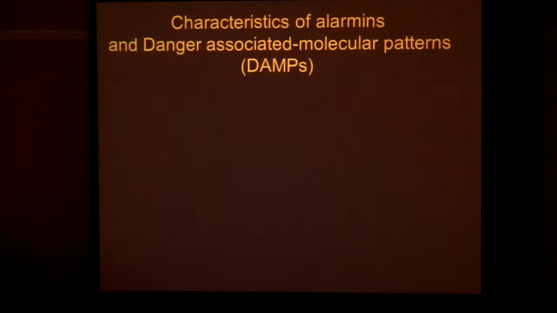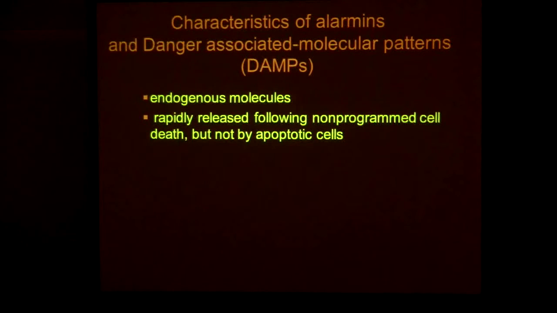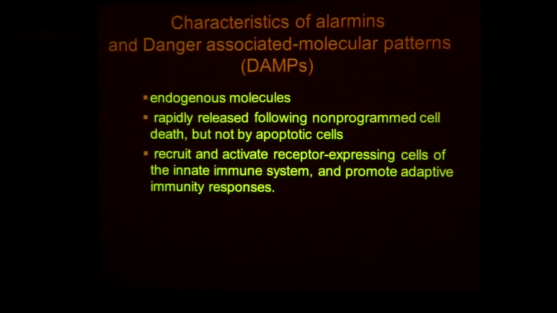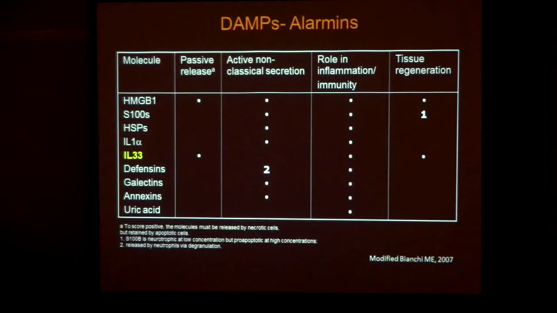So let me briefly tell you the characteristics of the alarmins, or danger-associated molecular patterns. They are endogenous molecules produced by our cells. They are rapidly released following cell death, but not by apoptotic cell death. They can recruit and activate receptor-expressing cells of the innate immune system and promote adaptive immune responses. The role of these molecules has been shown to restore homeostasis and promote tissue reconstruction after direct insult or secondary inflammatory effects.